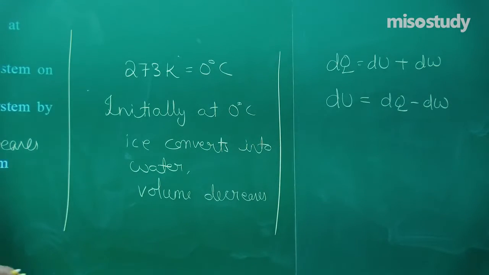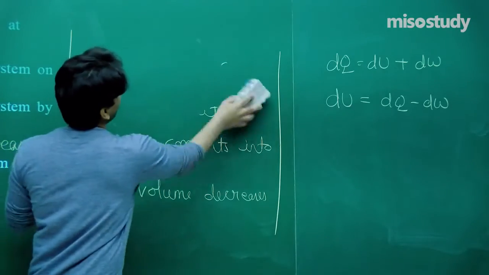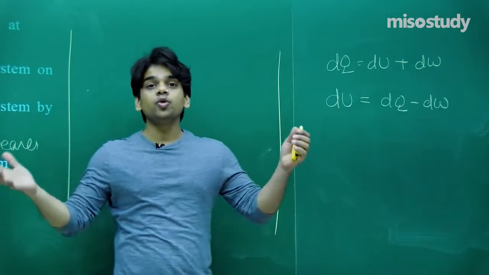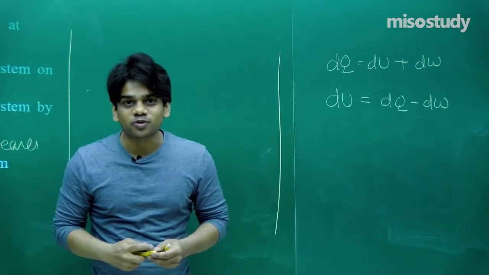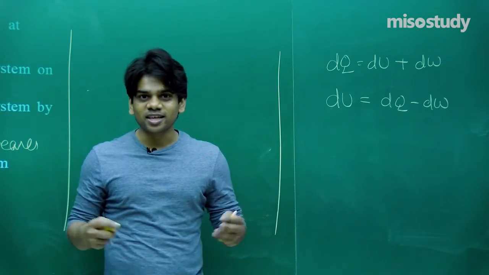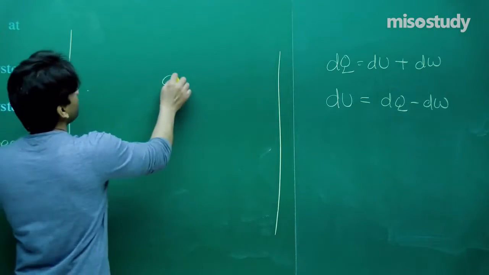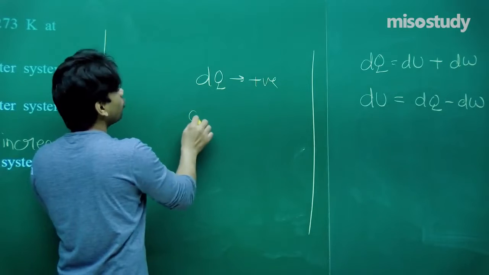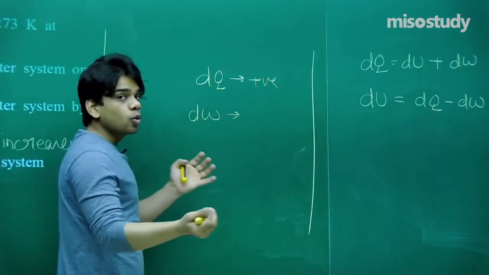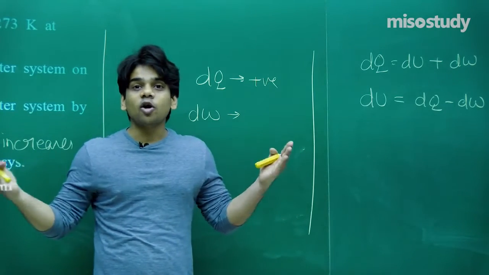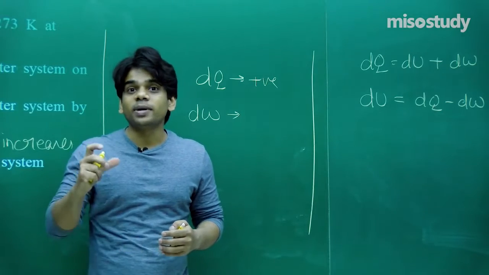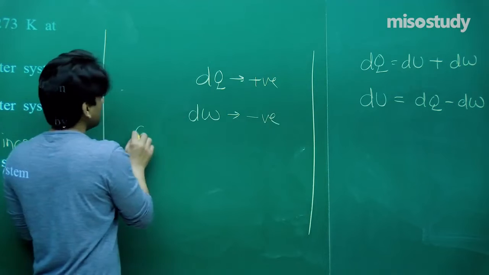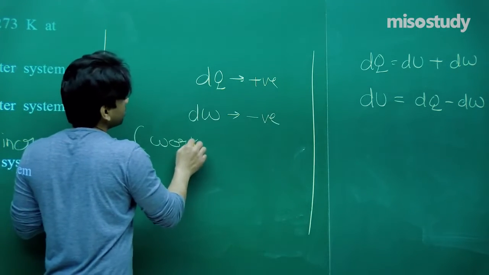Now, let's talk about the change in heat energy and the work done. When ice melts, it's going to take heat energy from the atmosphere. When any system takes heat energy, that means the change in heat energy will be positive. This term will be positive. Now, what about work done? Since work is done on the system, that means work done by the system will be negative. So you have to take dW as negative, as work is done on the system.